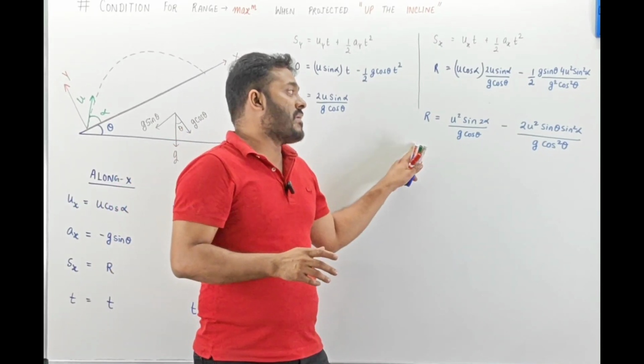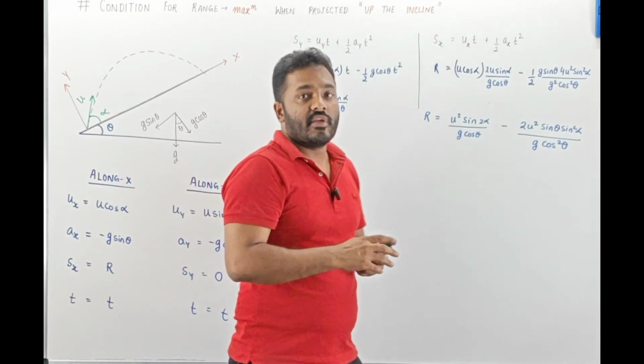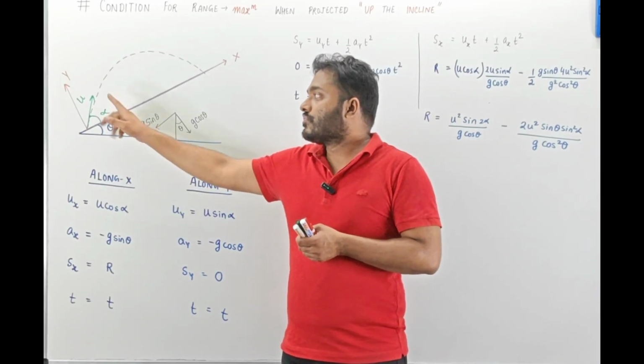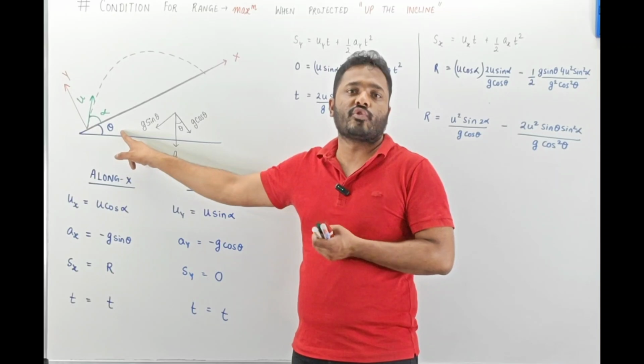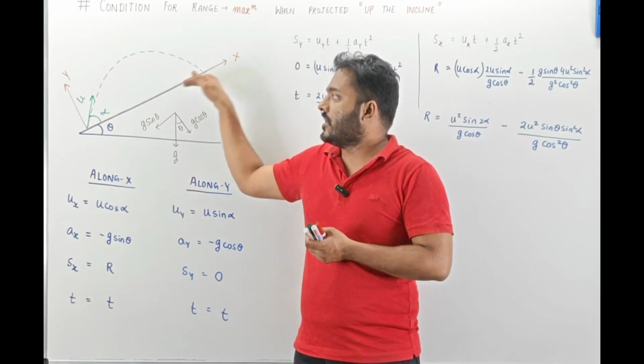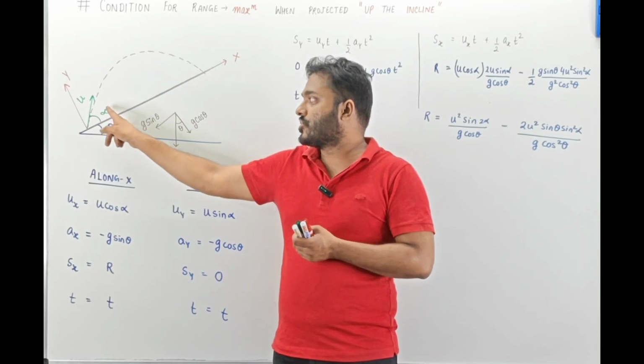Now we have to find the maxima for this particular value. So we are going to differentiate this term with respect to alpha. So why are we differentiating with respect to alpha? Because theta in this problem is constant, as the inclined plane is not going to change, or we are not changing the incline but the projection angle.